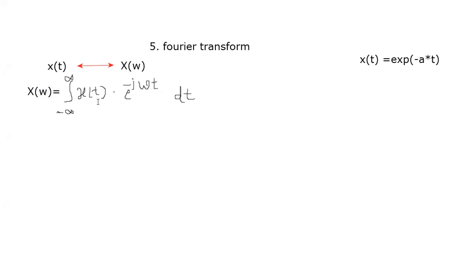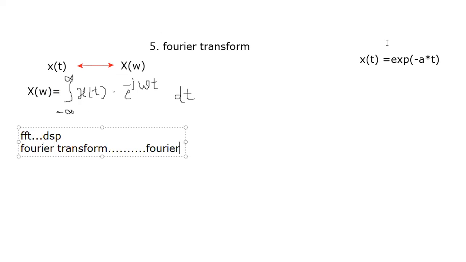So x of omega equals the integral of x of t, my input signal, multiplied with e power minus j omega t dt. We can implement this integration in MATLAB, or we also have a direct keyword in our MATLAB software, that is FFT, fast Fourier transform. This is completely related to the digital signal processing subject, but for the continuous time domain we are discussing now. So for finding the Fourier transform of a continuous time signal, we have one more keyword, Fourier. This is a keyword in MATLAB software to find the Fourier transform of a continuous time signal. So we are not going to implement this integration formula.